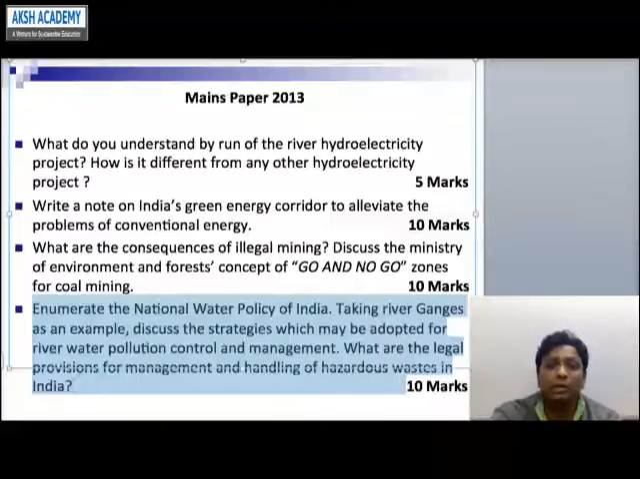And enumerate the national water policy of India, taking river Ganga as an example. Discuss the strategies which may be adopted for river water pollution control and management. What are the legal provisions for the management and handling of hazardous waste in India?